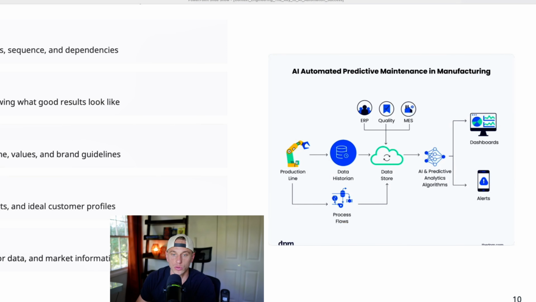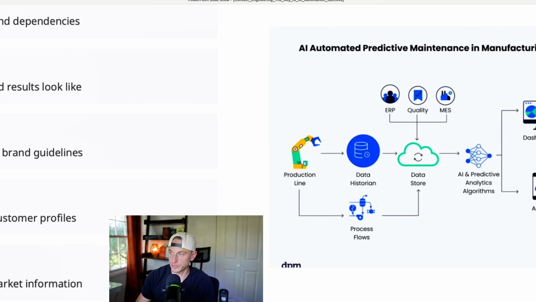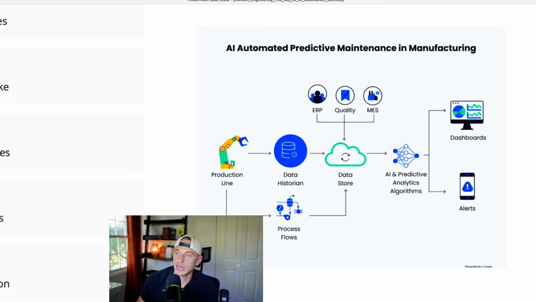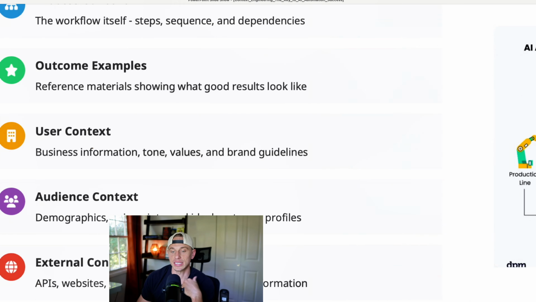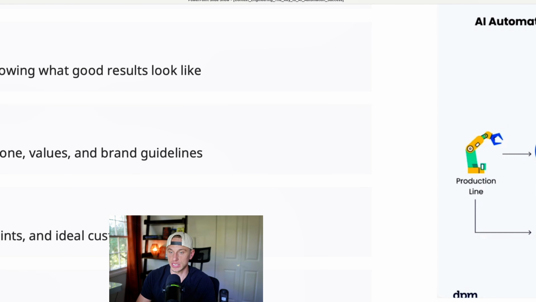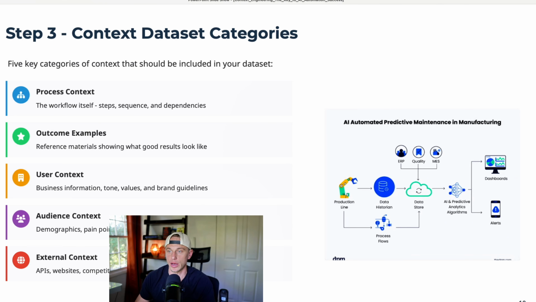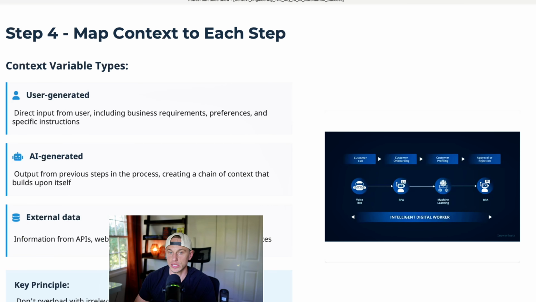Now, looking at our little graphic here, this is automated predictive maintenance in manufacturing. And you can think about the production line, how it goes to the data, how it goes to the production flows. It both goes to the data store, then it goes to all the other systems, then it goes to the AI and predictive analytics, and then it creates a dashboard and sends alerts. So that's kind of like a simple example of how this can work. But this page is really just all about context data set categories.